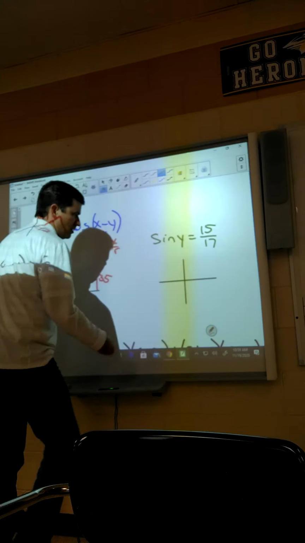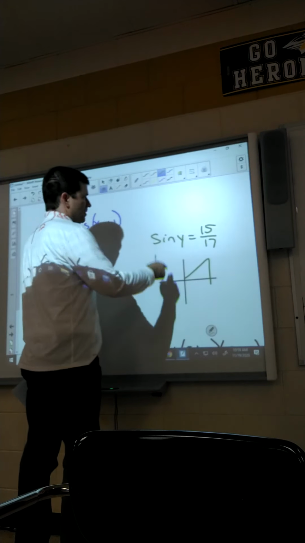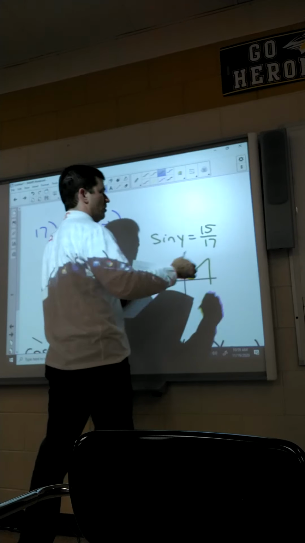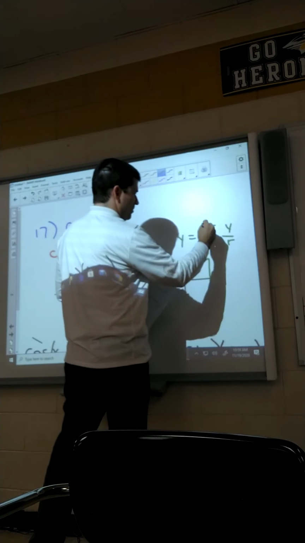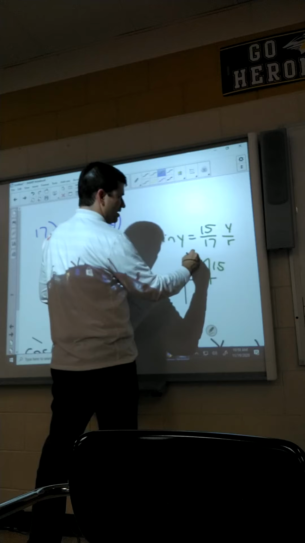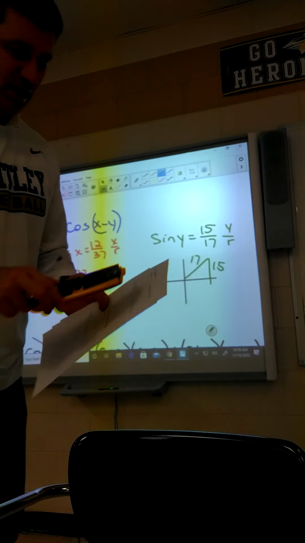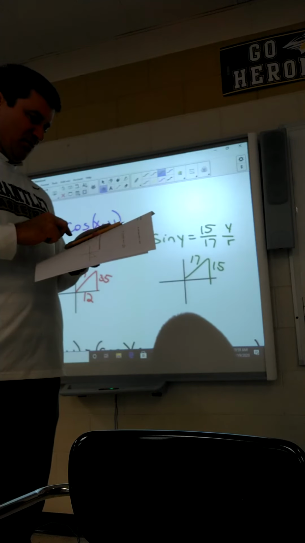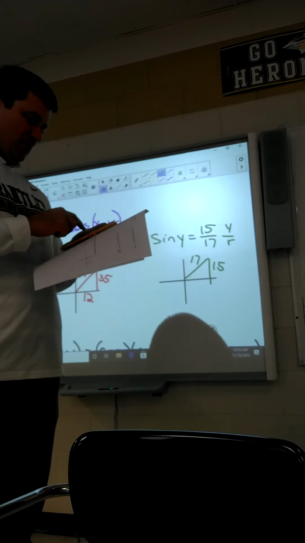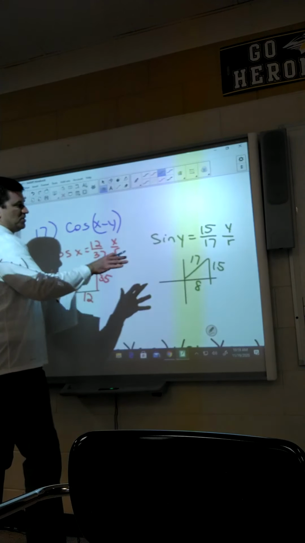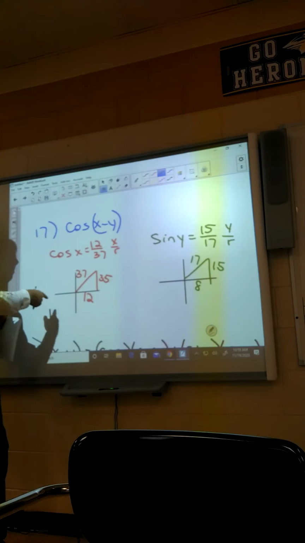Go over here. Triangle's in the first quadrant. Formula for sine is y over r. That means 15 goes on the y-axis, 17 goes here. I think y'all said that was 8. Let's check it. 17 squared minus 15 squared. Yeah, it's 8. All right, so now, once you get your triangle set up, you can do the problem.